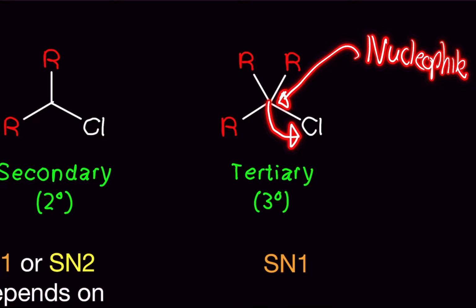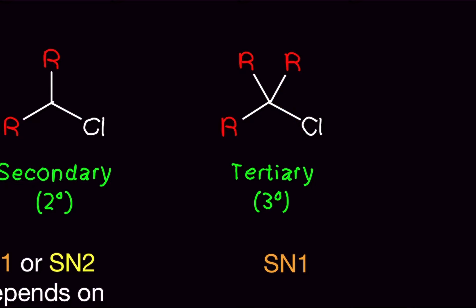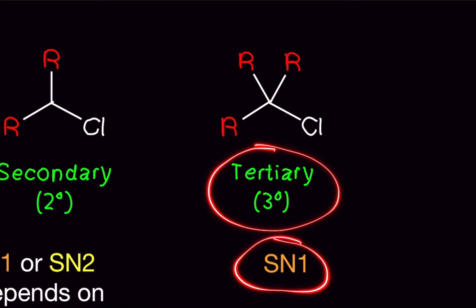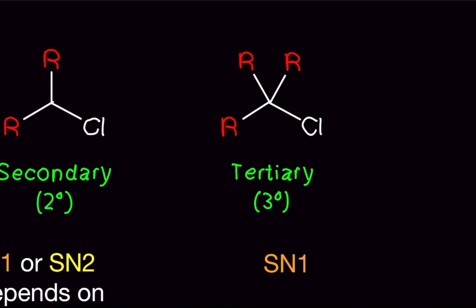So this is when we would get a carbocation. First the chlorine would leave, and then we get a carbocation, and then the nucleophile will come in and attack and take the place of the halogen. So whenever you have a tertiary, then we do Sn1 only. No Sn2 allowed. Never, ever, ever.